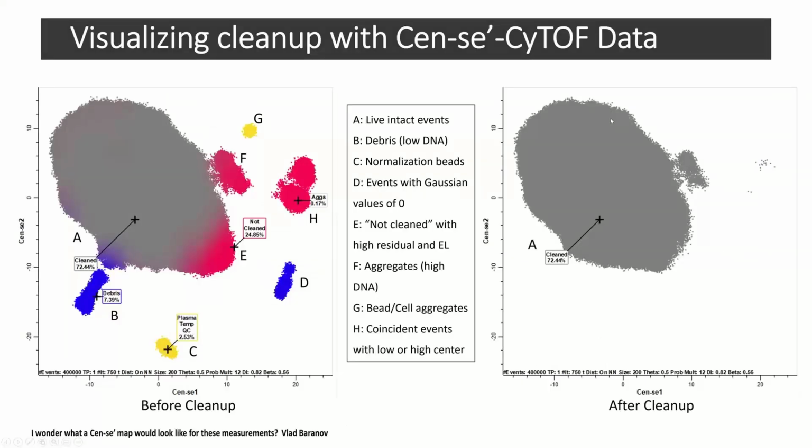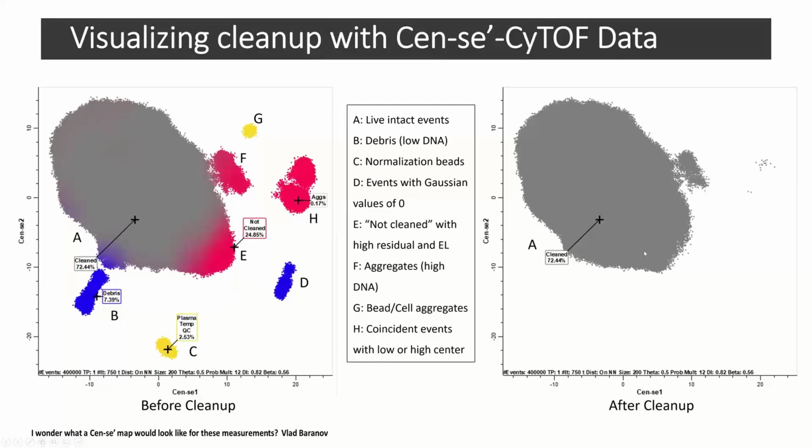You can also visualize your cleanup with a Cen-se. This is from a CyTOF file. On the left, you have an uncleaned file, before the cleanup. I like to say unclean. But we have different populations. We have aggregates. We have debris. There's some beads. And then once it goes through the cleanup process and the file is exported using GemStone and a cleanup model, we can then see the cleaned events, which will go through for further analysis.